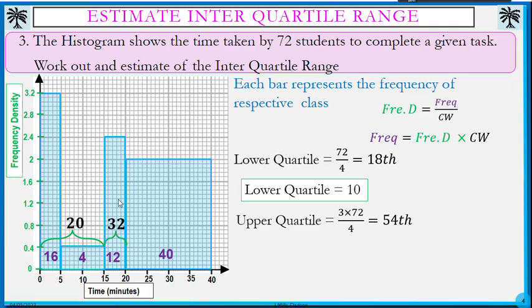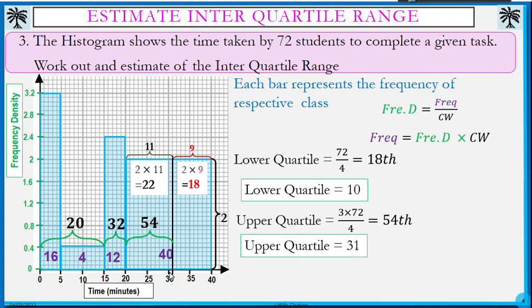But there are 40 people in here. How do you make the next 22? Just understand the height here is 2, and you know that if you split this into 11 and 9, 11 times 2 gives you 22. So that's the 22 that you will need. So if you add 32 and 22, it gets you to this line. That's 54, and we will read exactly where we end, and that number is 31 minutes. So the upper quartile is 31 minutes.